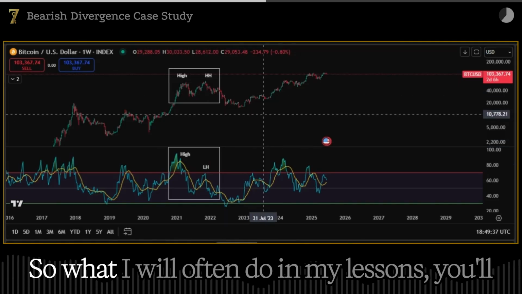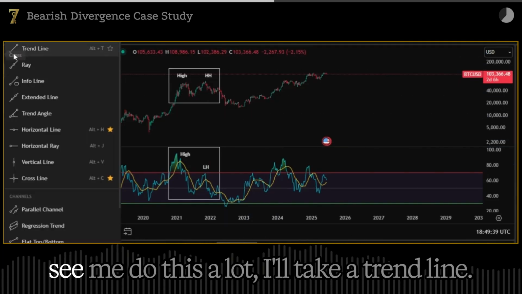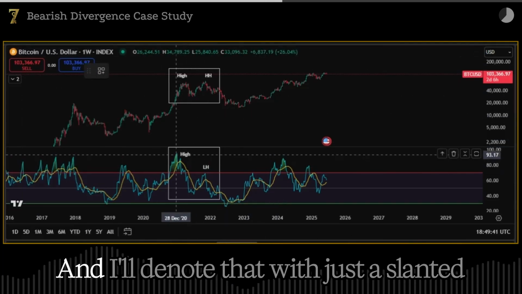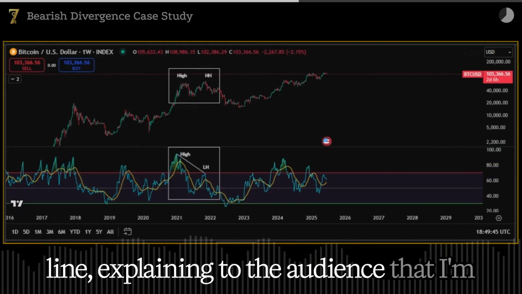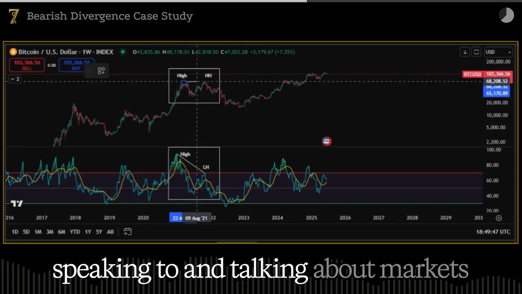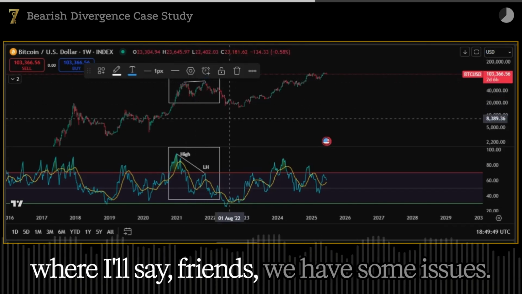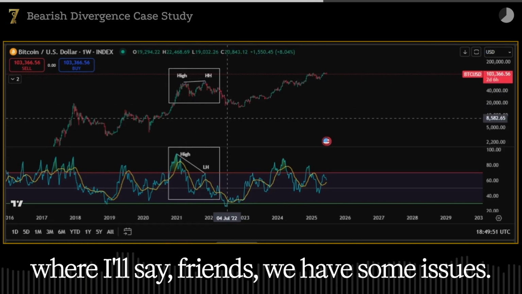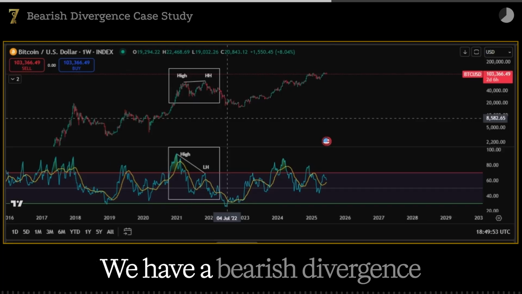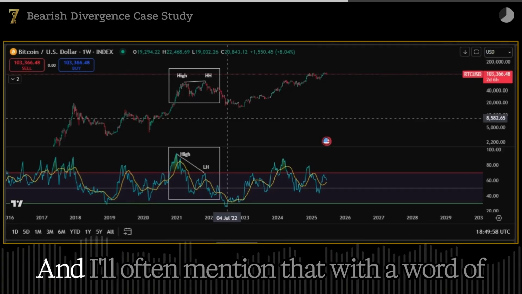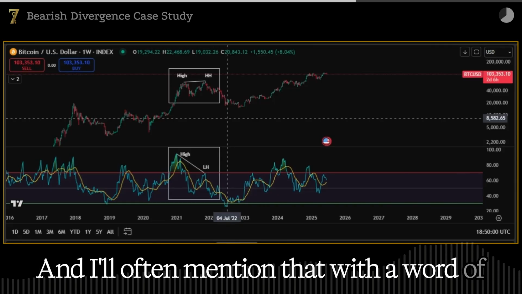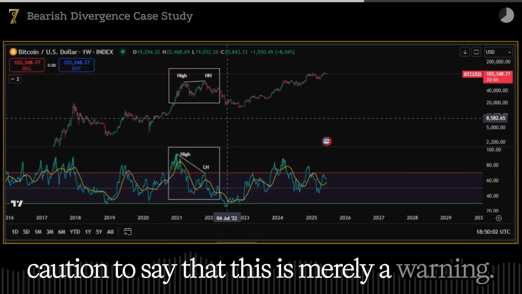Okay, so what I will often do in my lessons, you'll see me do this a lot. I'll take a trend line and I'll denote that with just a slanted line, explaining to the audience that I'm speaking to and talking about markets with. I'll say, friends, we have some issues. We have a bearish divergence developing on the price chart. And I'll often mention that with a word of caution to say that this is merely a warning.